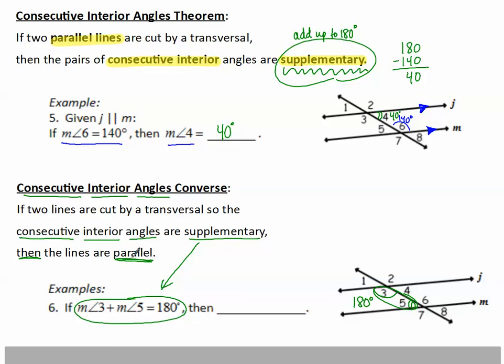Therefore, the lines are parallel. Well, what are the lines? J and M. So that's how I conclude J is parallel to M. And that's it.